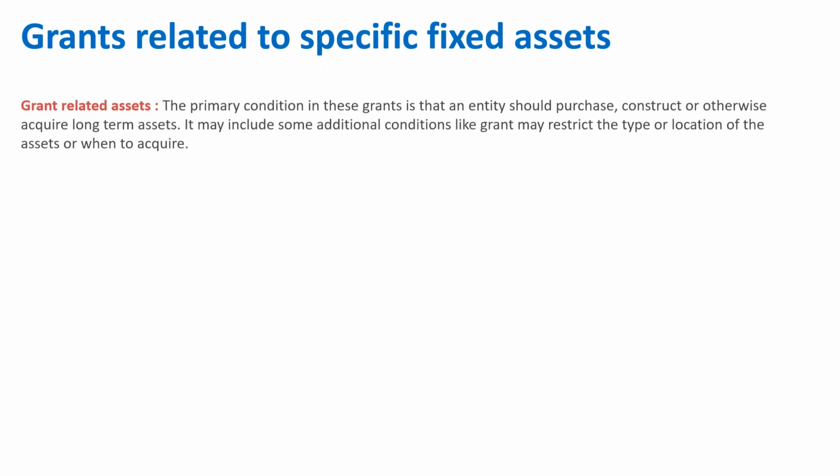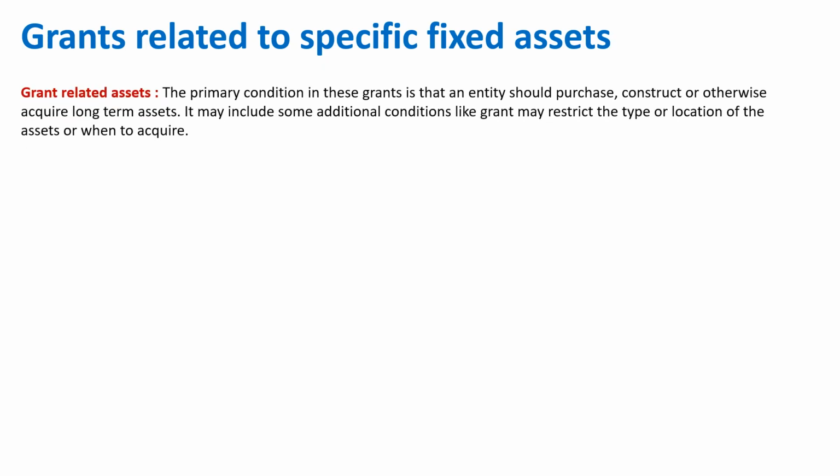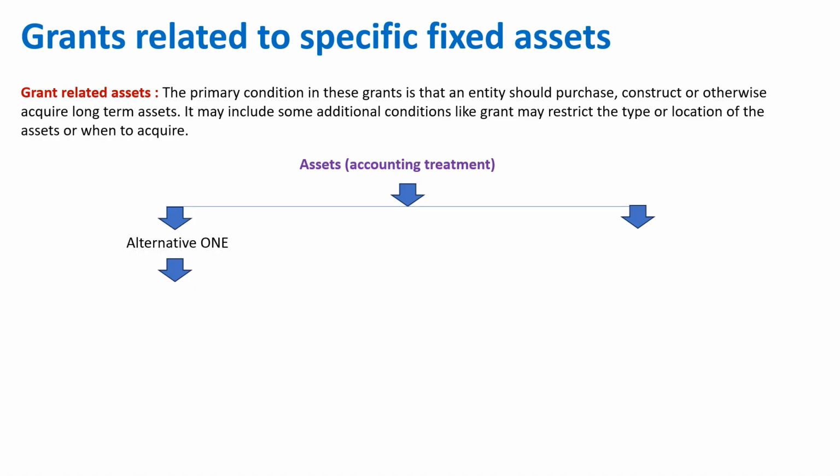Grant related to assets, what is the meaning of that? The primary condition in this grant is that an entity should purchase, construct or otherwise acquire long-term assets. It may include some additional conditions, like the grant may restrict the type or location of the assets or when to acquire them, right? So how will this be accounted? There are two alternatives, alternative 1 and alternative 2. First we'll understand alternative 1.